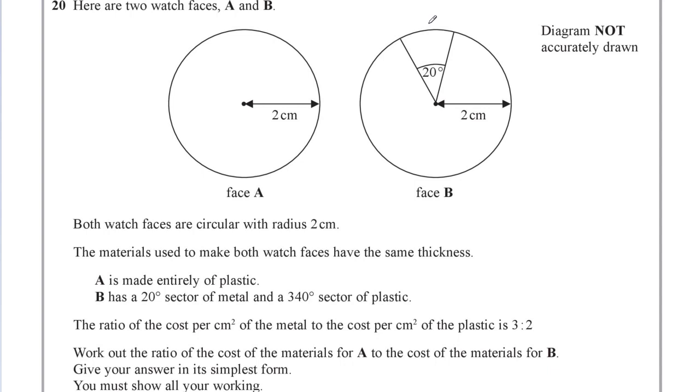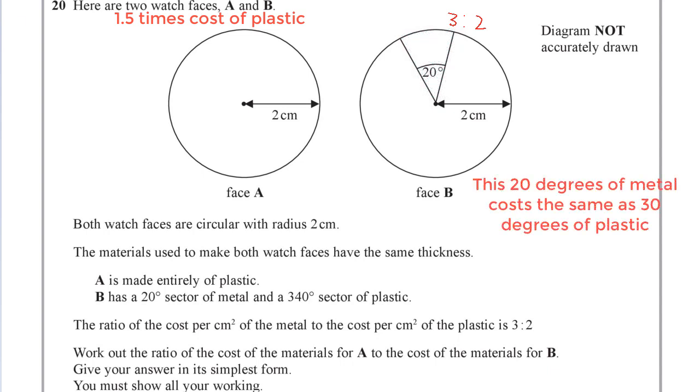Okay, so if this 20 degrees is metal, and it costs more than the plastic at a ratio of 3:2, which is 1.5 times more, this 20 degrees will cost the same as 30 degrees of plastic, 1.5 times more. So write something explaining that. Okay, that will do.